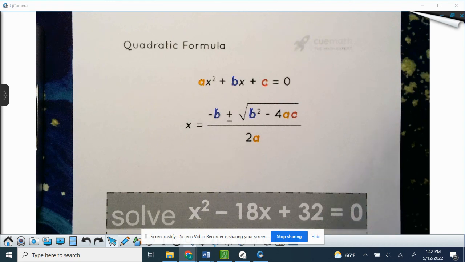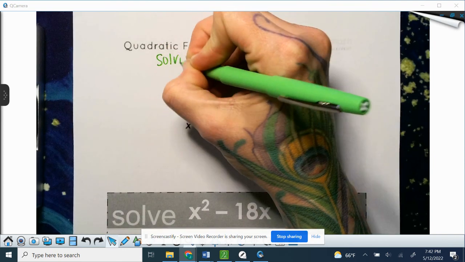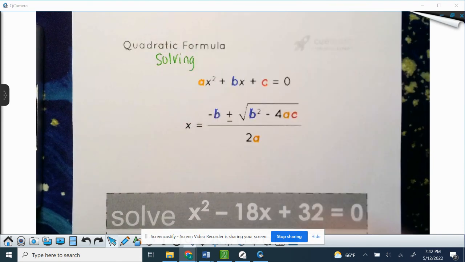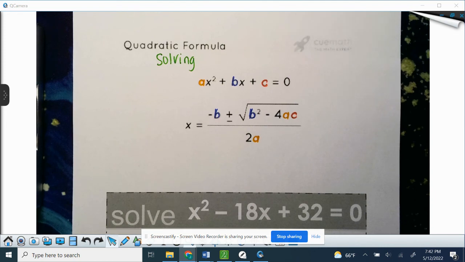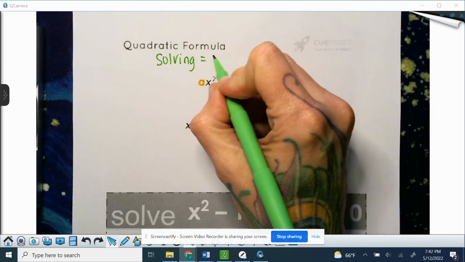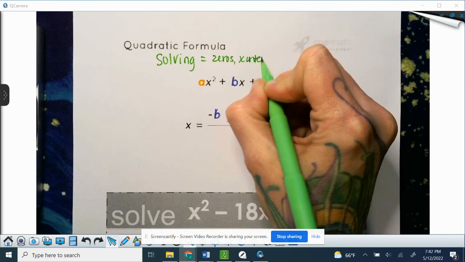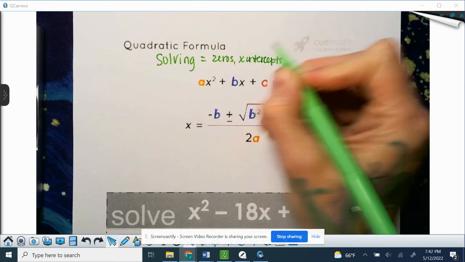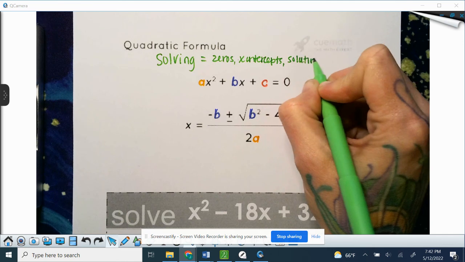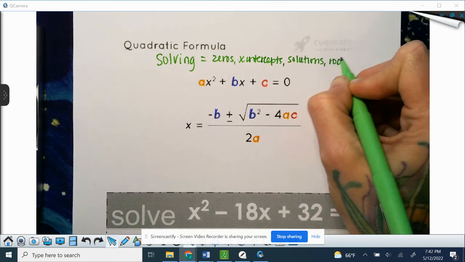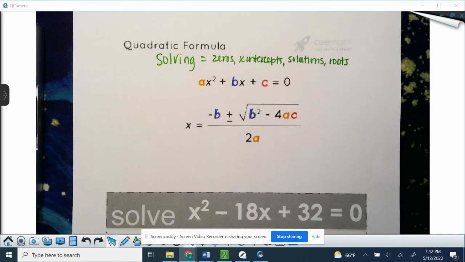Working with the quadratic formula. This will always be solving quadratics, not factoring like we've been doing the last 2 days. So this is the solving. The last 2 days we've been factoring and then setting the factors equal to 0 to solve. And you solve to find your zeros, your x-intercepts, solutions, or roots. All of those words mean we're trying to solve this quadratic equation.